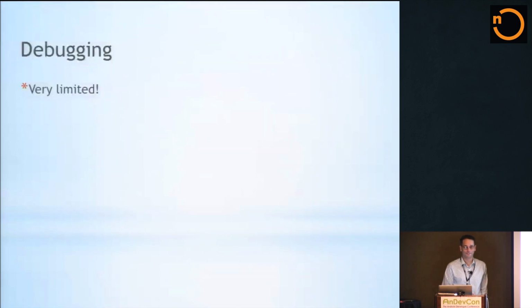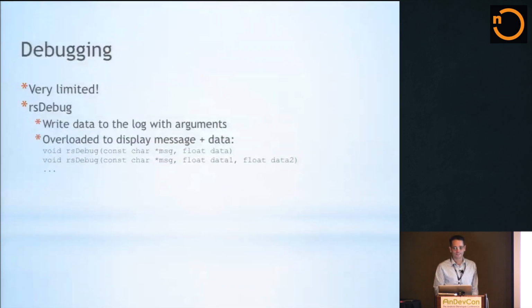It's very limited, okay? If you're used to source level debugging, you're in for a treat. You've got RS debug is about it, okay? And it's really just a very primitive printf, and you can't even really treat it like printf, okay? You don't get variable arguments. You basically get a fixed string and a number of data points that you can output, and that's about it, okay? There's no source level debugging available on this thing.